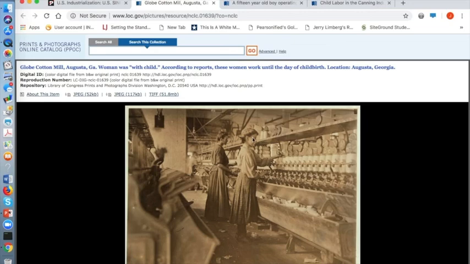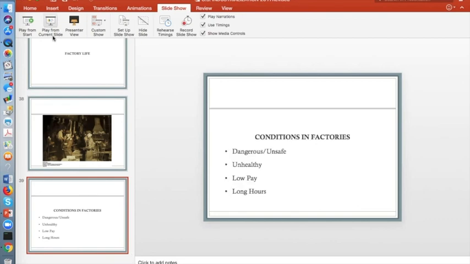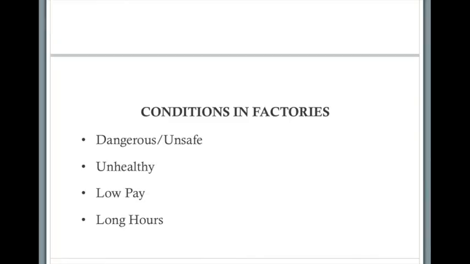And if any of you have had a child, you know that being pregnant can be very difficult, and to be in an unsafe environment like this, there was no such thing as maternity leave. That just simply did not exist during this time period. All right, so just to summarize, conditions in the factories were dangerous, they were unsafe, they were unhealthy, and workers received low pay and long hours.